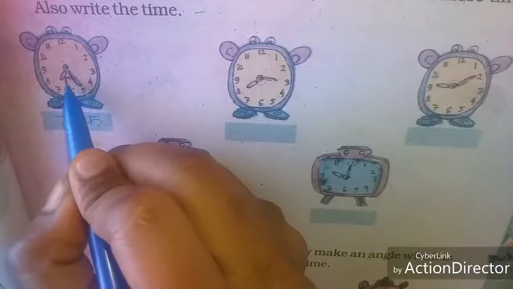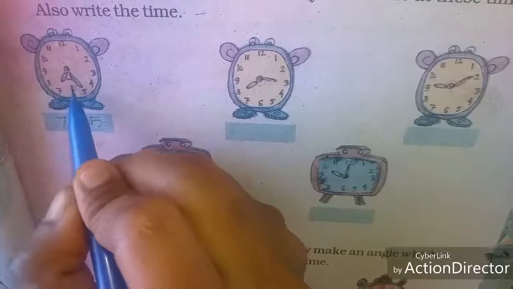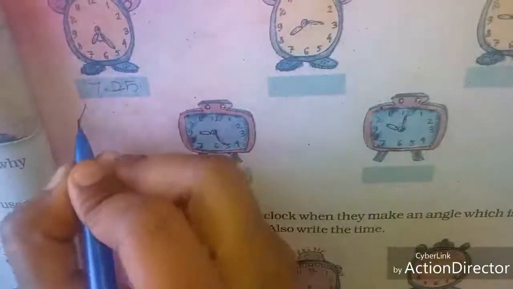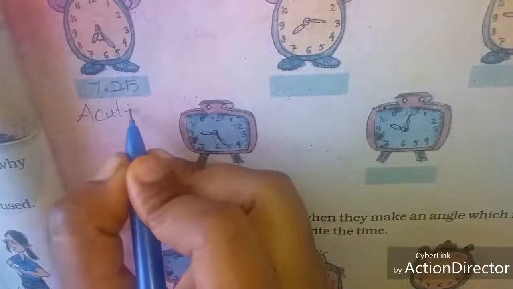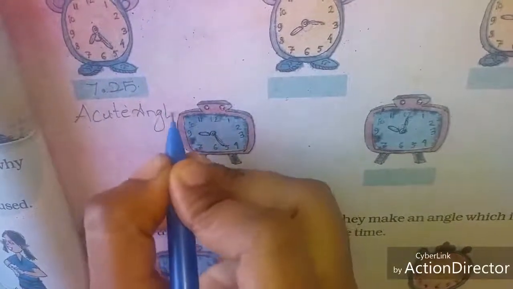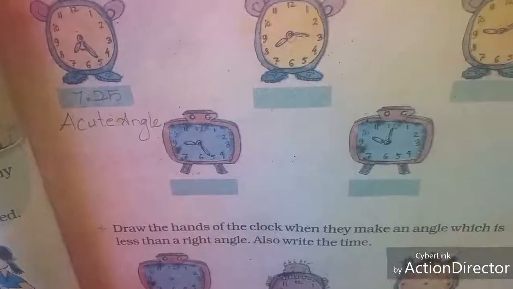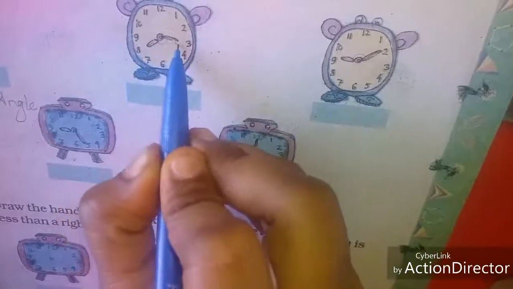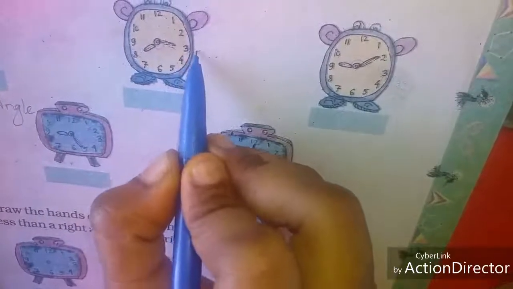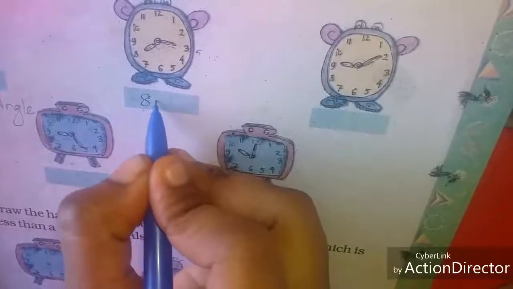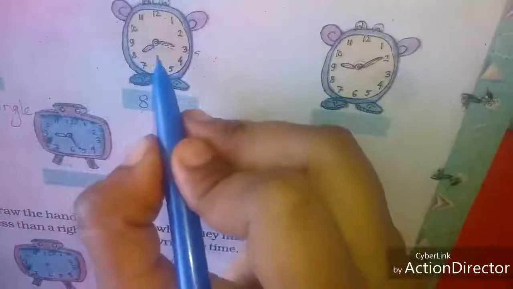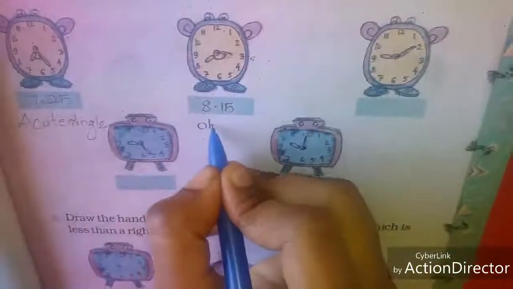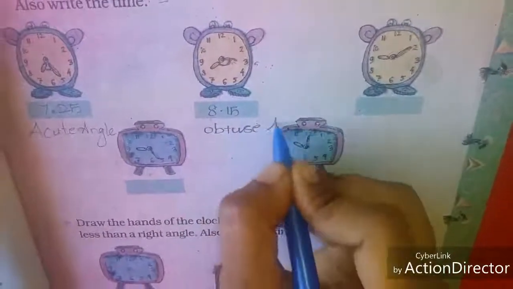What is the angle? Is it more than a right angle or less than a right angle? It is less than a right angle. Less than a right angle means acute angle. Next, see here. What is the time? 8:03. 8:03 means 3 5s are 15. So 8:15. What is the angle? This is more than 90 degrees. More than 90 degrees means obtuse angle.